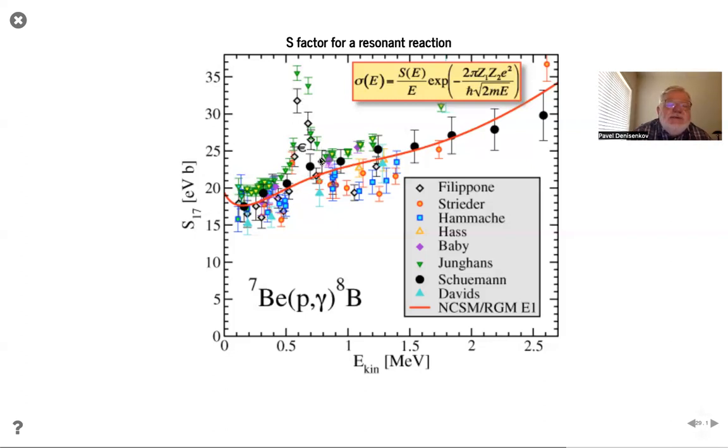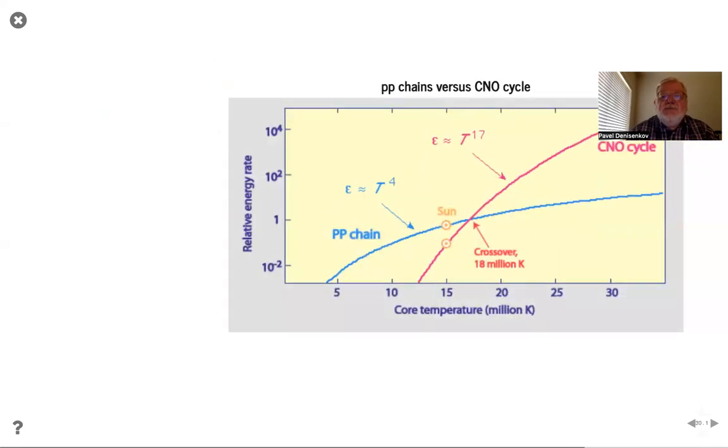I already mentioned, for instance, the neon-22(p,gamma) reaction, which makes sodium. It became clear in the 1980s that it has a low energy resonance, which is responsible for this reaction going relatively fast even in massive main sequence stars. Therefore, it's important to remember that there are the so-called resonances in reaction rates, like the resonance shown here for the reaction beryllium-7(p,gamma).